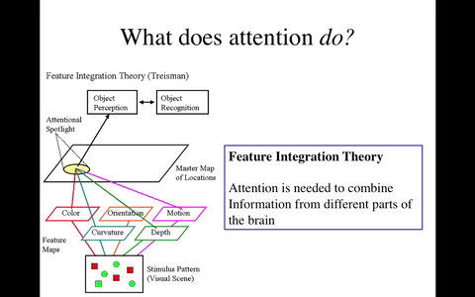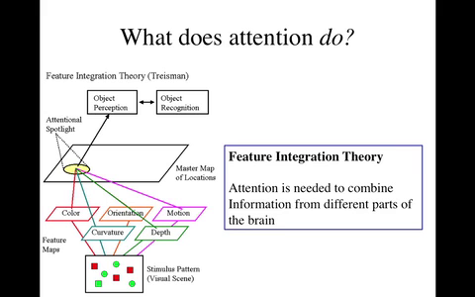What else does attention do? What's attention good for besides perhaps enhancing contrast? Feature integration theory is a very influential theory proposed by Anne Treisman back in the 80s, actually. It suggested that what attention may be doing is taking multiple features of objects and combining them. So as we mentioned, different parts of the brain process different properties of objects: color, orientation, motion. These are handled by different portions of the brain, and the question is, how are these bound together, joined together, to have a coherent object?